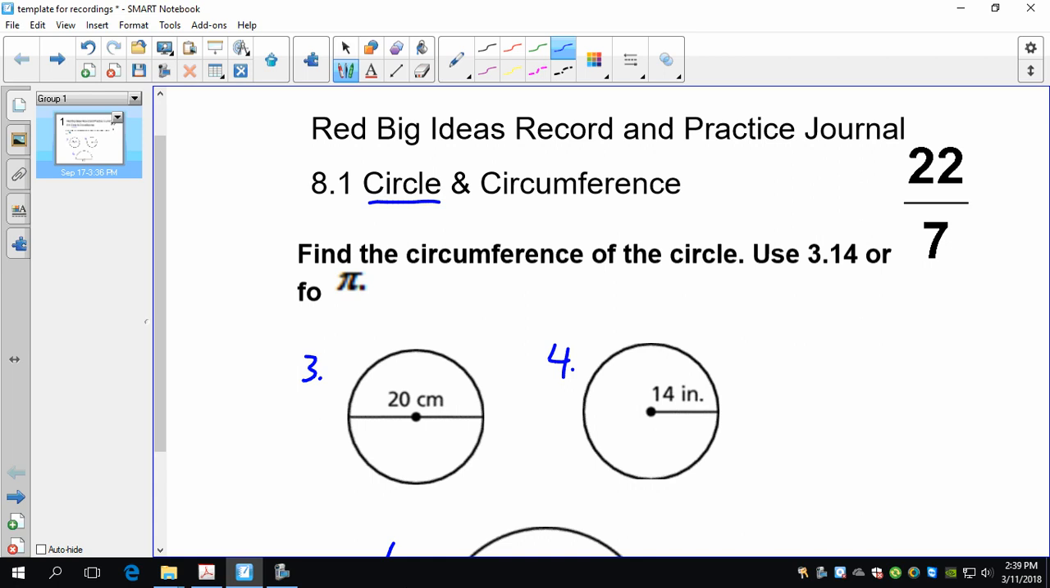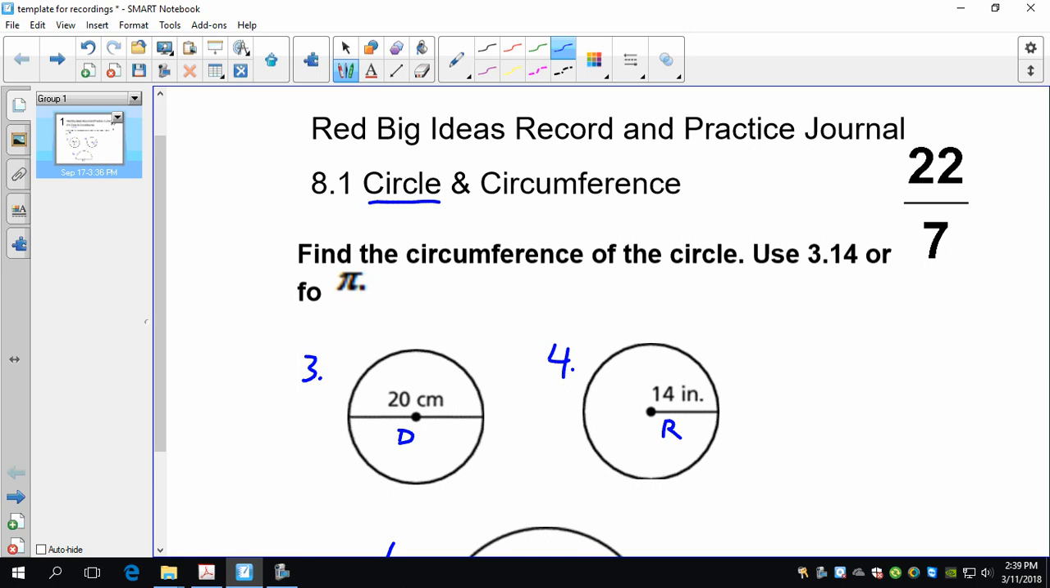We also have the radius. The radius is the distance halfway from the center to any point on the circle. So we're going to put an R here for radius. And then the other term we have is diameter. Diameter is the distance across the circle through the center.